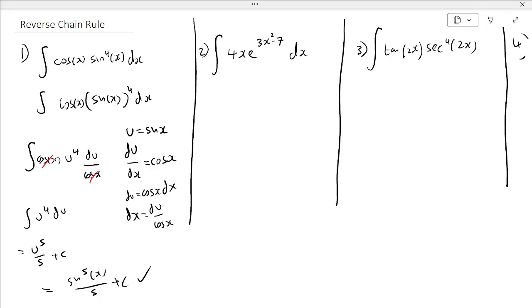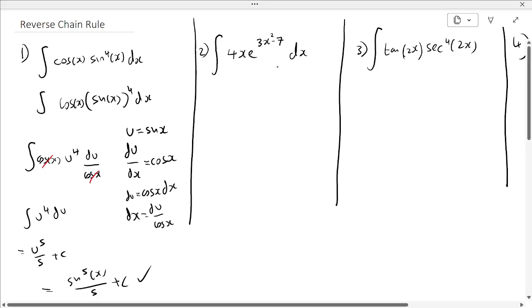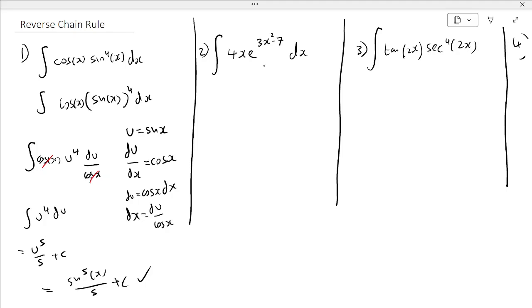Okay, so next one here. I need to look inside here for a function and its derivative. So something like e to the 3x squared plus 7 would not work without being u, because the derivative of this would be quite complicated, quite a long thing. It's usually going to be a nice simple substitution to make. Actually, the 3x squared minus 7, if you differentiate that, you get 6x.